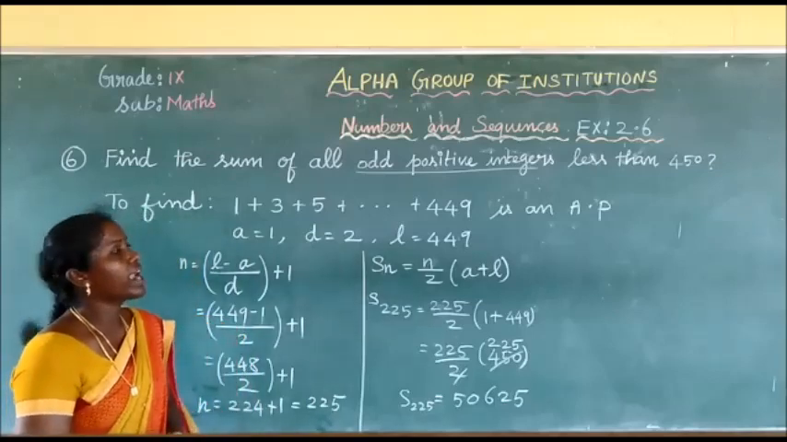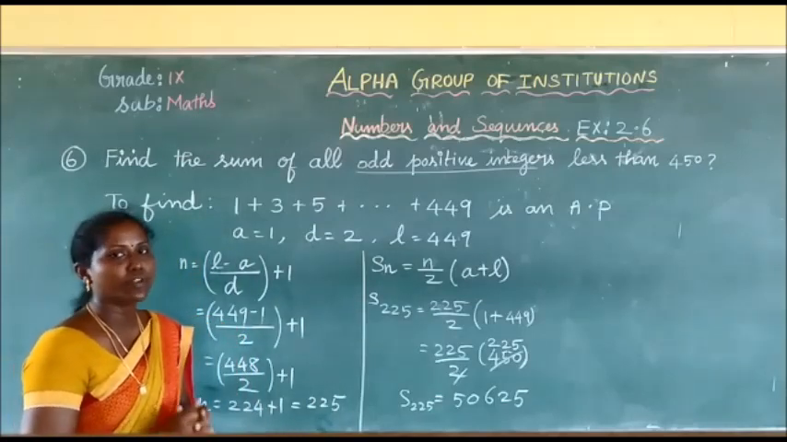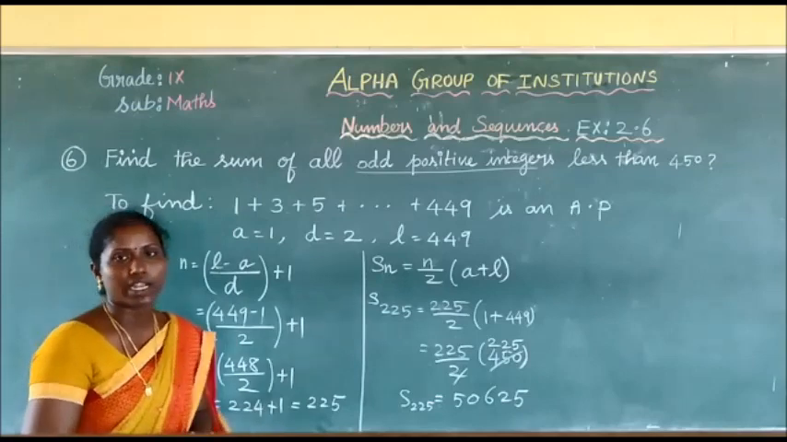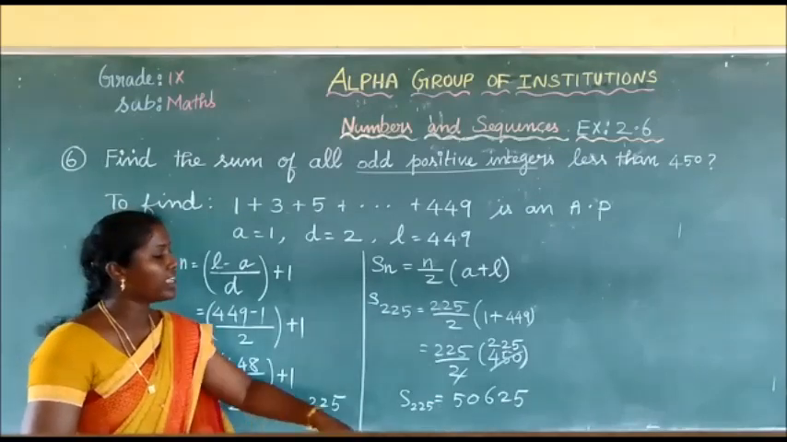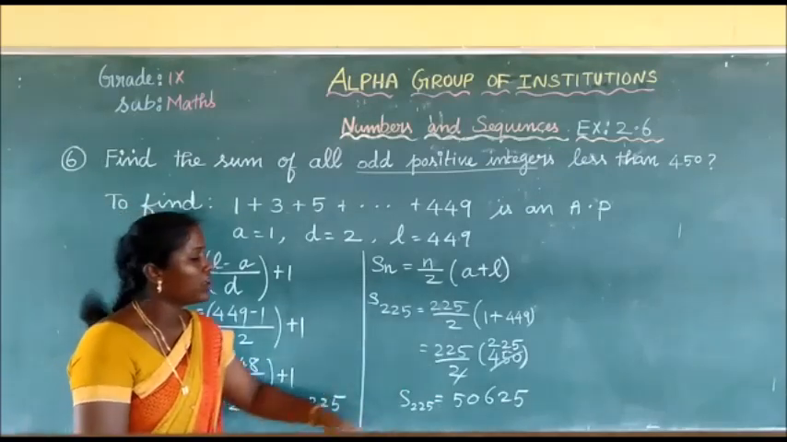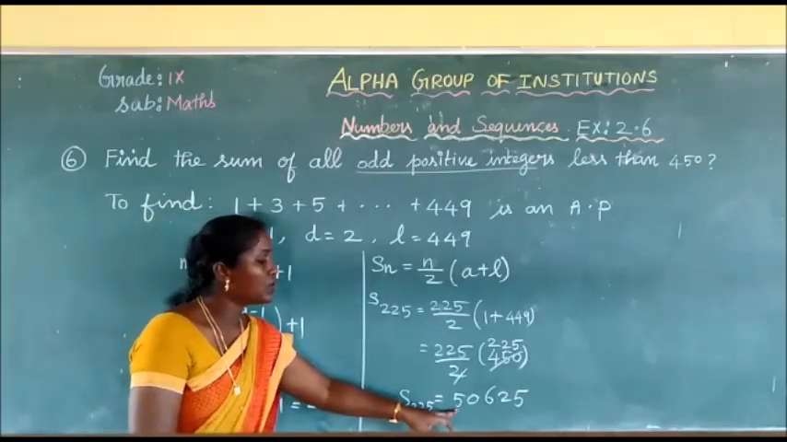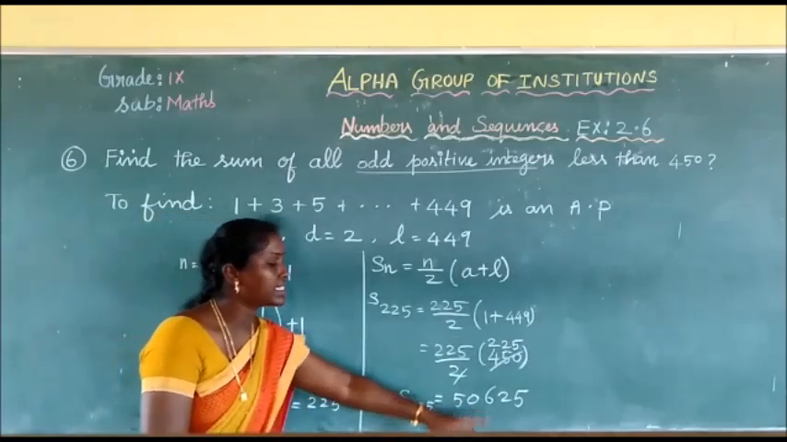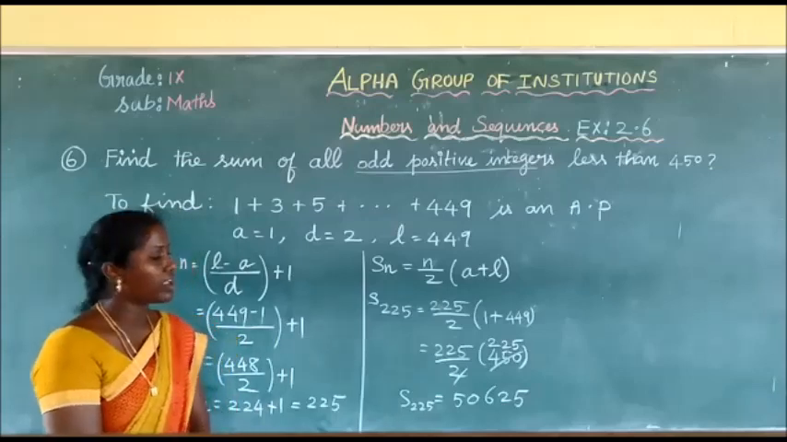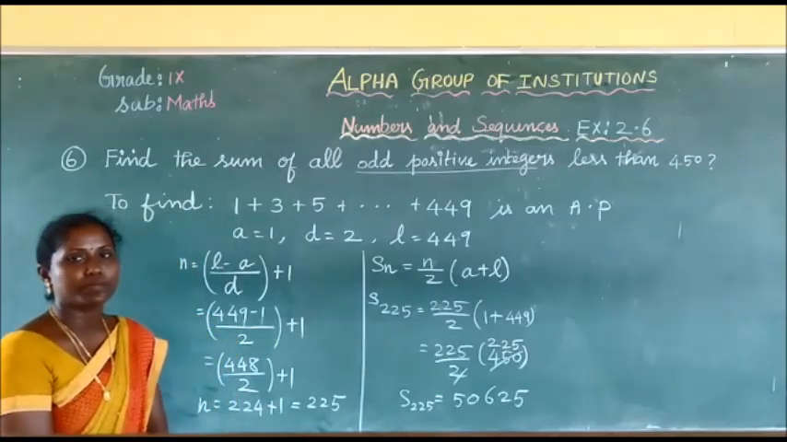That means if we add the positive odd numbers from 1 to 449, that means less than 450, the sum of all odd numbers is 50,625. Okay, now let us solve the next problem.